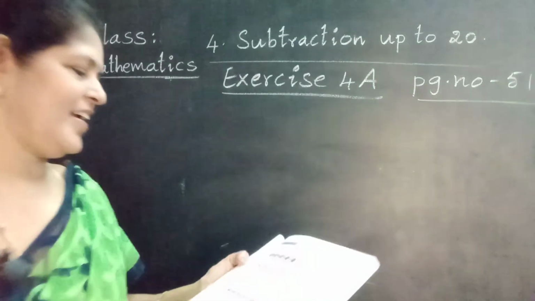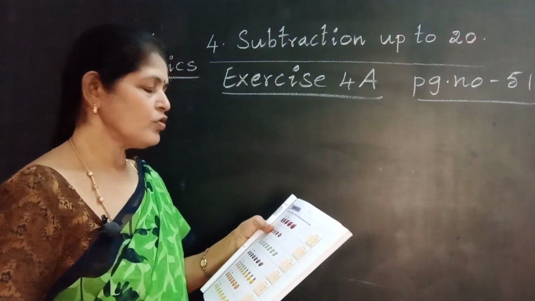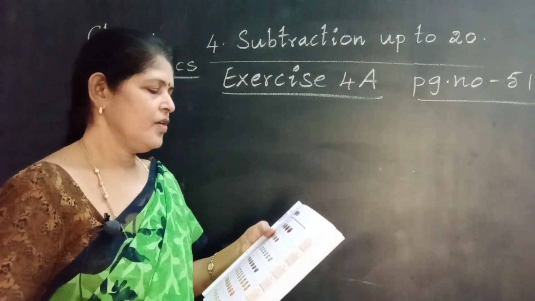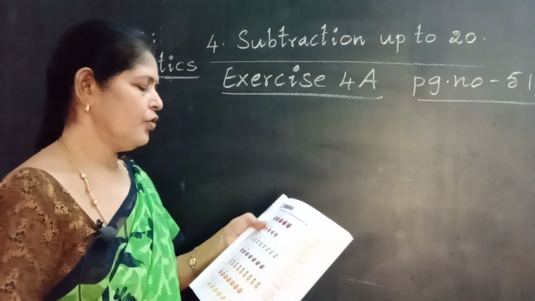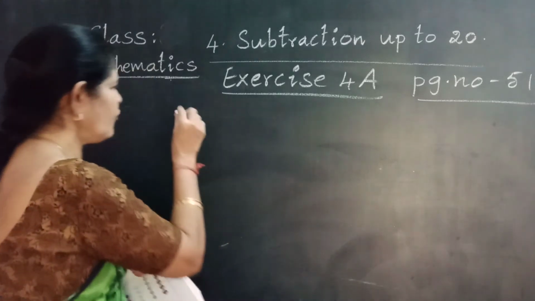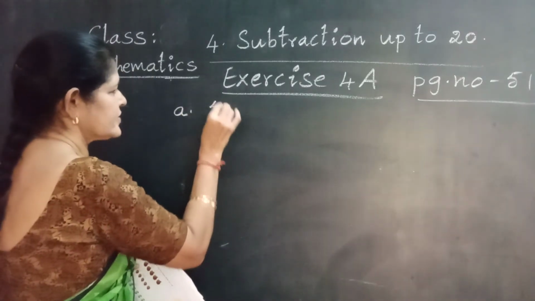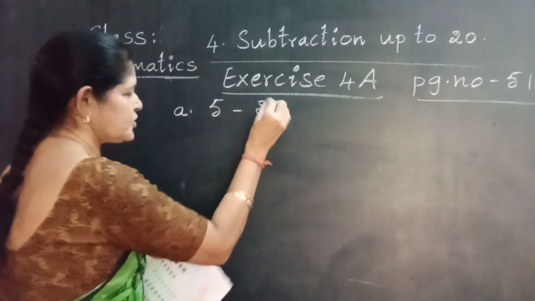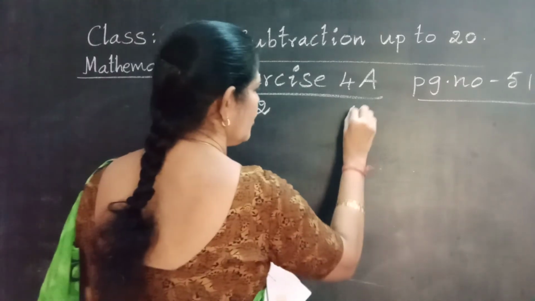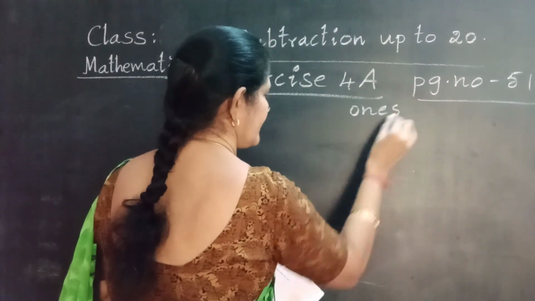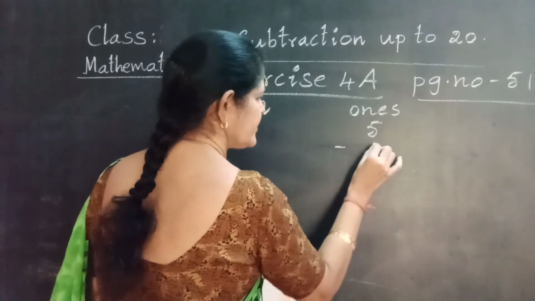Ready? Okay. First one. Cross out to subtract. One has been done for you. See, the given one goes like this: 5 minus 2. Here also they are given like this. 5 minus 2.